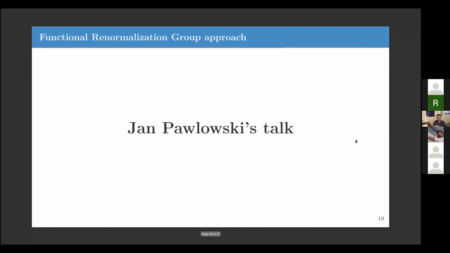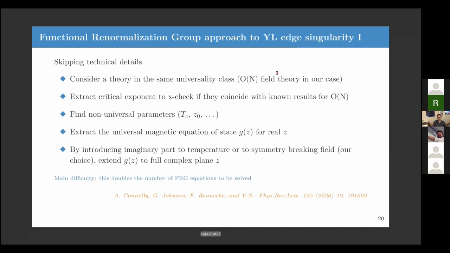Our choice here to extract the singularity is the functional renormalization group approach. I refer to Jan Pawlowski's excellent talk on the introduction to FRG, so I will skip these technical details. I will just tell you that I will use the functional renormalization group approach.